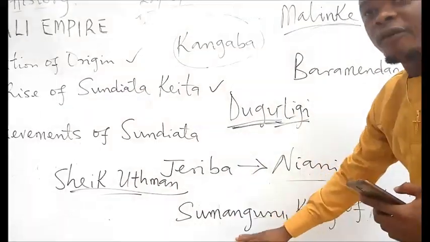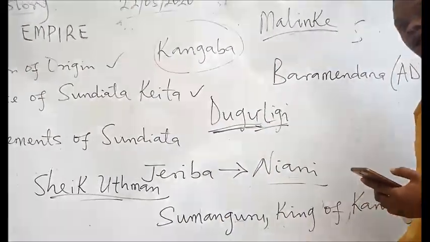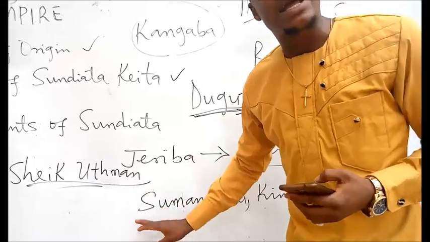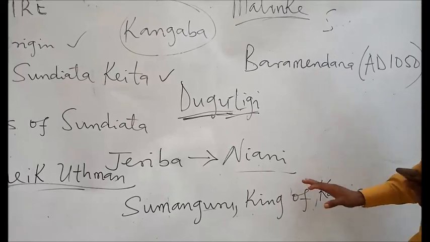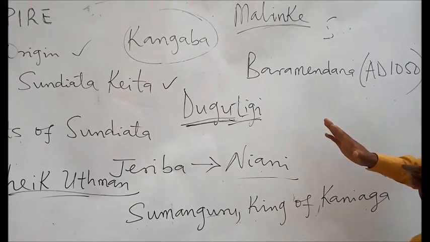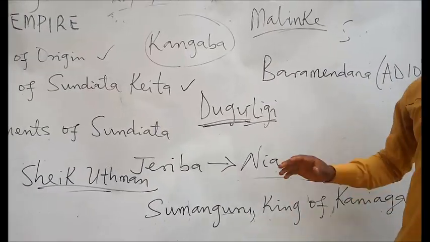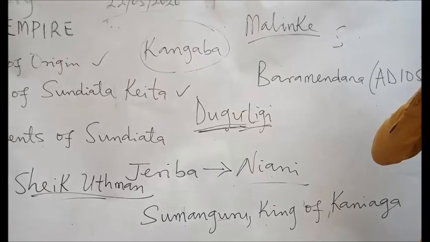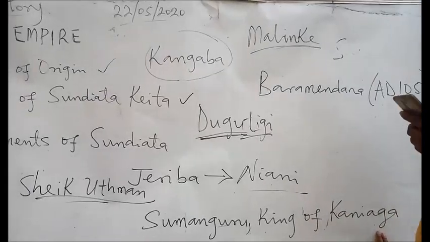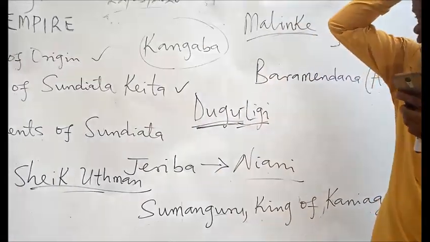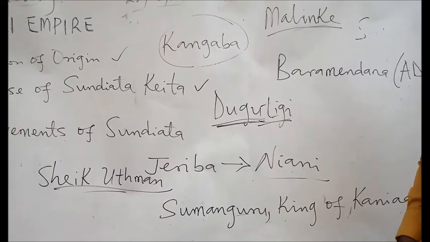So this Sumanguru, of course, when we were studying Ghana Empire, we met this man, Sumanguru of Kaniaga. He was the man that conquered Ghana. So after conquering Ghana, because Kangaba was becoming prominent, he turned attention to Kangaba, and he came with his soldiers to Kangaba. Of course, being a very strong king, Sumanguru of Kaniaga conquered Kangaba.